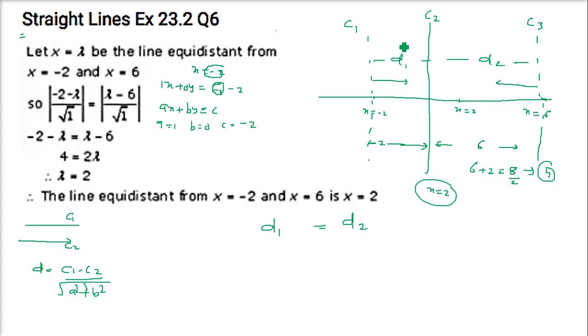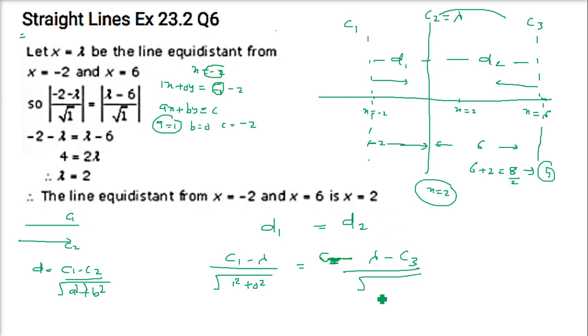Now distance is what? c1 minus c2. So c1 minus c2, I am writing. This c1, c2 we don't know. Let us say it is lambda. So it will be c1 minus lambda by under root, now here a is 1 and b is 0, so under root 1 square plus 0 square. Coming here, this will be c2 minus c3 because the constant is c2 and c3. So c2 minus c3, and this c2 is of course lambda. So let me just write it as lambda minus c3 by under root.